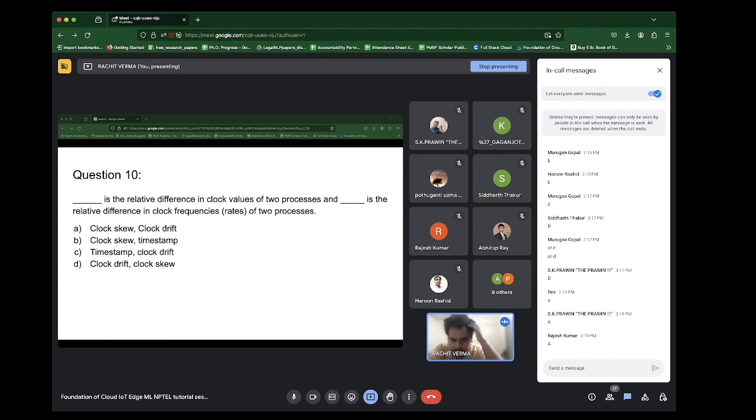Relative difference in the clock values of two processes, and dash is the relative difference in clock. Okay, so the answers are coming in quickly.